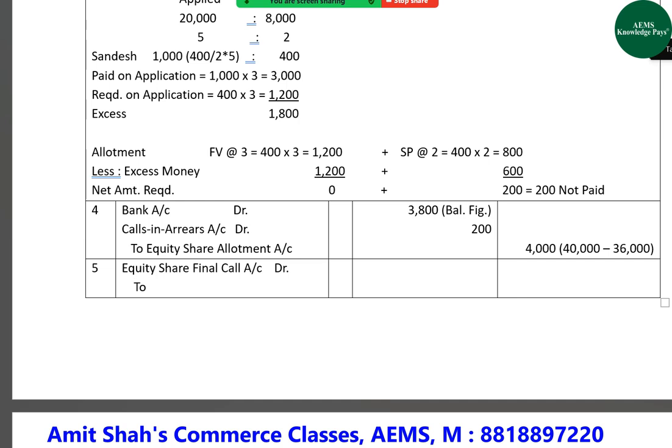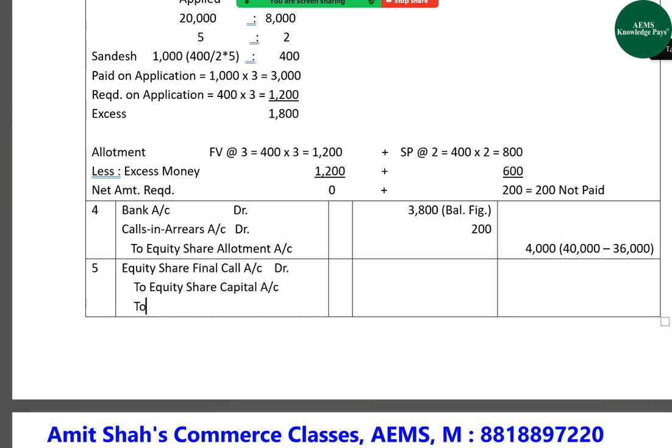Equity share final call account debit to equity share capital account and to securities premium account. This is the due entry for the final call, where the final call money is rupees 5, that is 4 plus 1, that is 32,000 for capital plus 8,000 for premium.